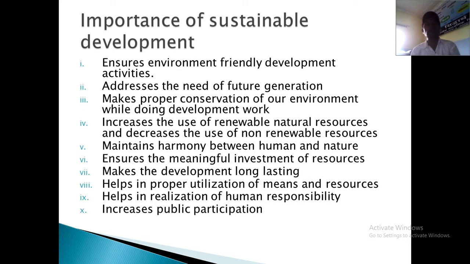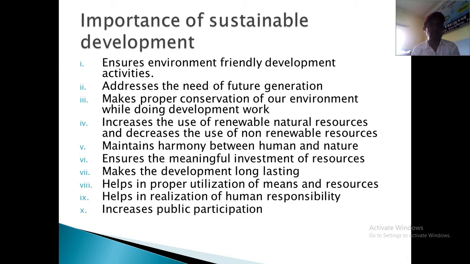Sustainable development ensures environment friendly development activities. It means that when development activity is carried out, the environment should also be protected. They should not hamper each other. Address the need of future generations. Next, it makes the proper conservation of our environment while doing the development work.